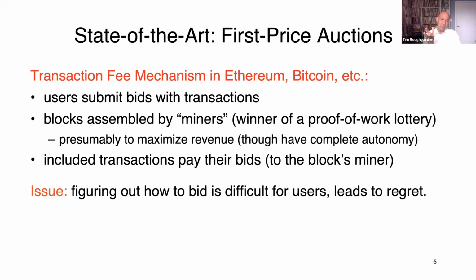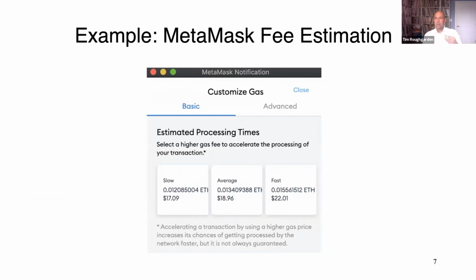And so in particular, one issue is that there's a heavy cognitive burden for figuring out how to bid in first price auctions. Plus, in general, you typically have ex post regret. And so it's natural to then ask, could we do better? Let me make this a little bit more concrete.